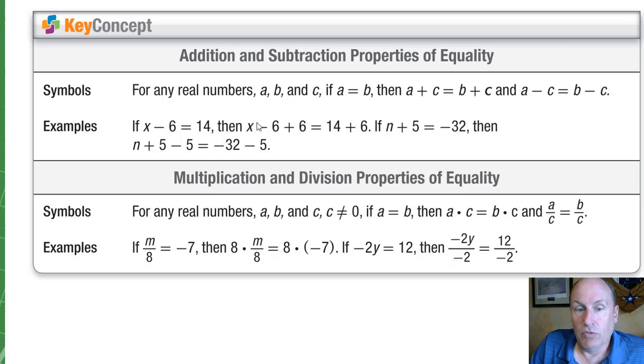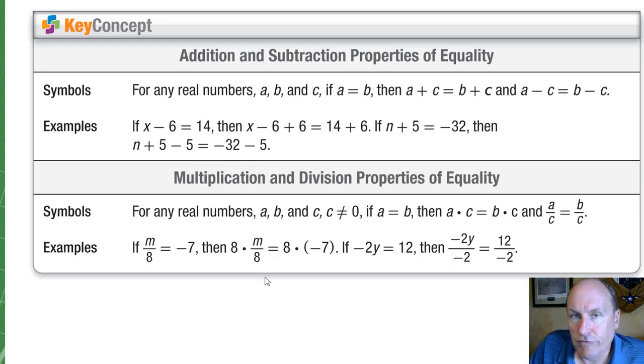But what we do wind up doing is isolating the x, because negative 6 plus 6 will cancel itself out. But what this addition property says is that adding the 6 to both sides does not change the truth of the equation. In a similar way, if n plus 5 is equal to negative 32, then we can actually subtract 5 from the n plus 5 and subtract 5 from the negative 32 and still have a true statement. So we have n plus 5 minus 5, which will cancel each other out, equals negative 32 minus 5.